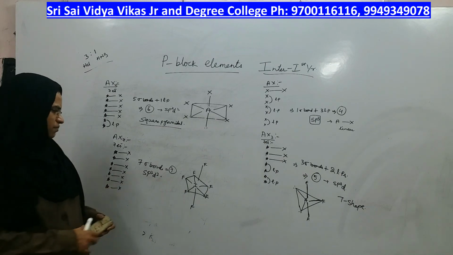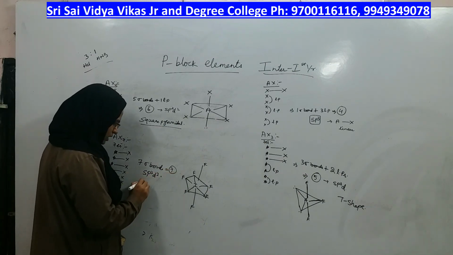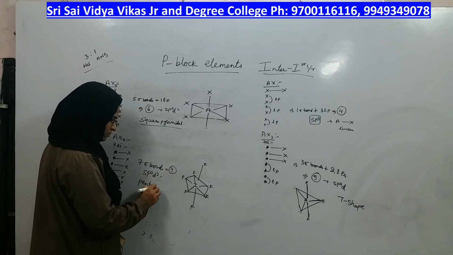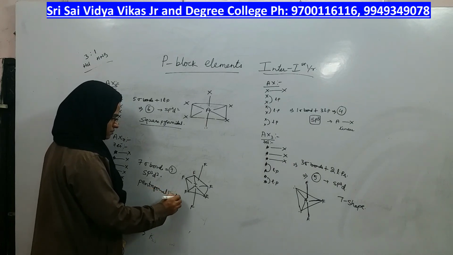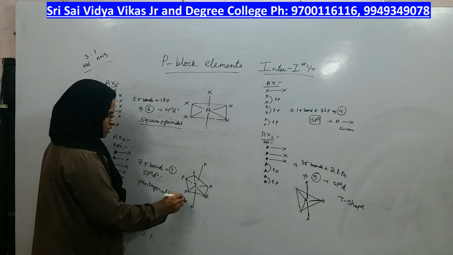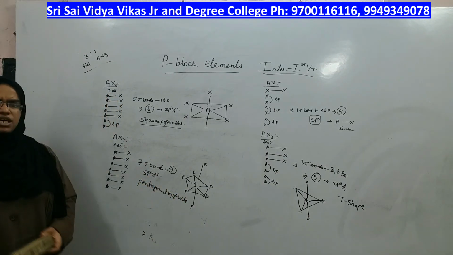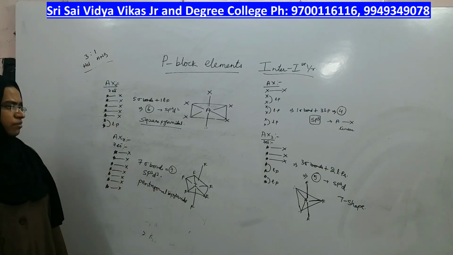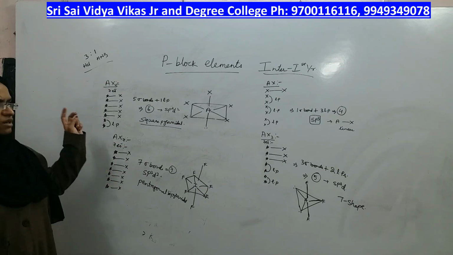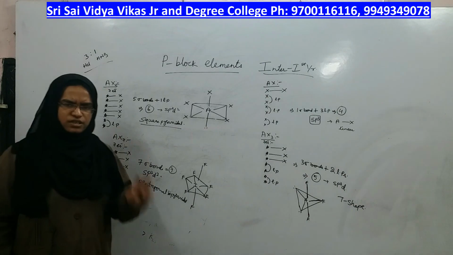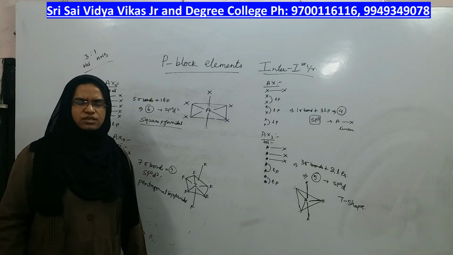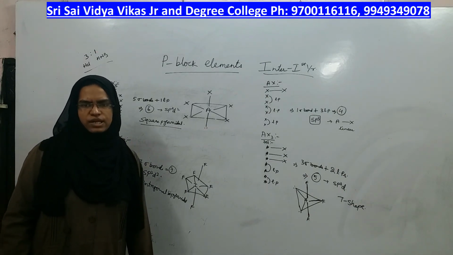So what is the shape here? Pentagonal bipyramidal. Hybridization is sp3d3, shape is pentagonal bipyramidal, right? Now these are about interhalogens. By this we have completed 17th group. Now the next group is 18th group elements or noble gases.